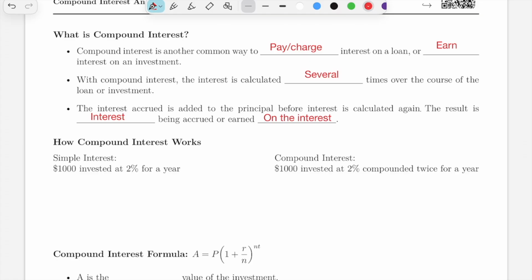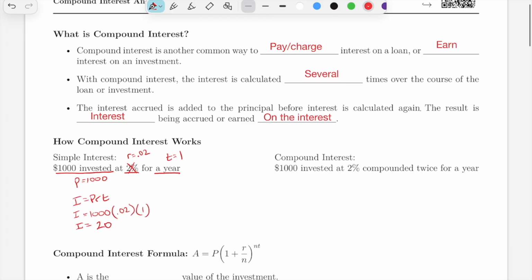So here's our formula. $1,000 is invested at 2% per year. So $1,000 is invested. That's going to be our, nope, not our I. That's our principal. So our principal is $1,000. 2%, that means our R is going to be 0.02, and it says for a year. So our T is 1. When we use our formula, we end up getting $20.